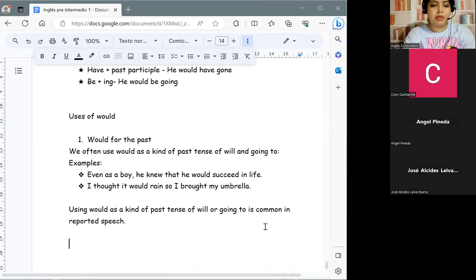So we have some examples here. It says, she said that she would buy some eggs. Ella dijo que compraría algunos huevos. Y la oración original es como que yo le estoy diciendo, I will buy some eggs. Voy a comprar algunos huevos y alguien más repitió lo que yo le dije, pero como no lo va a repetir de la misma forma y con la misma estructura, entonces ahí es donde utilizamos el would.